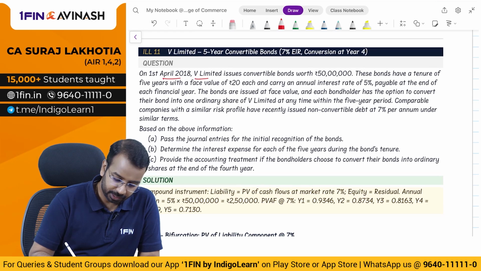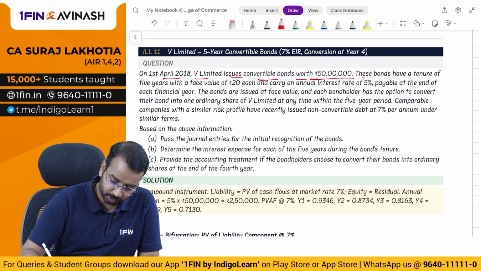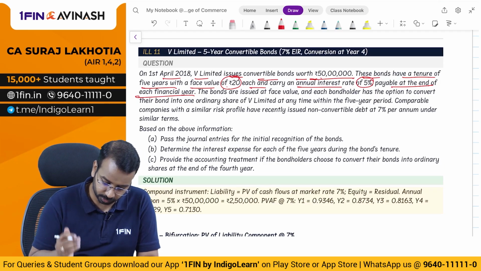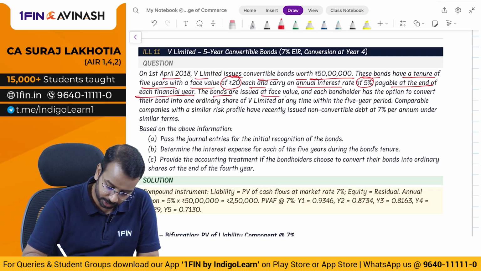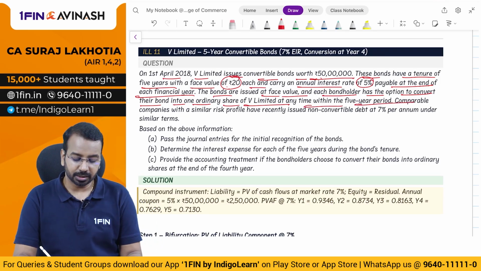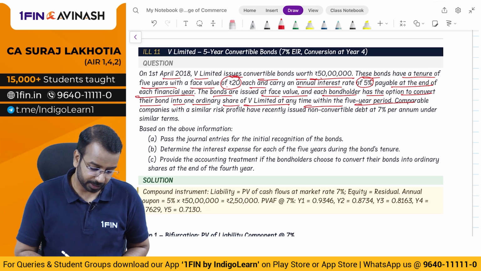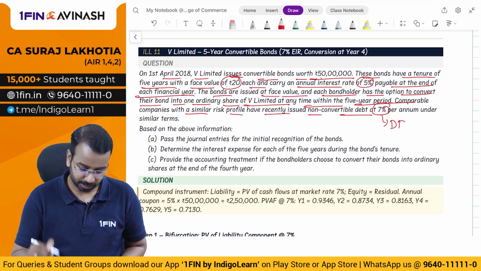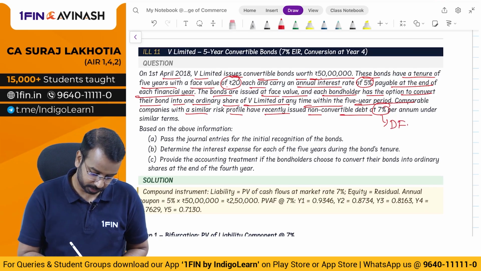On 1st April, V Limited issues convertible bonds worth 50 lakhs. These bonds have a tenure of 5 years with a face value of 20 each and carry an annual interest rate of 5% payable at the end of each year. So 50 lakhs, face value of 20. Okay, they have not said whether they have issued at par or these bonds have been issued at face value, and each bondholder has the option to convert their bond into one ordinary share of V Limited at any time within the 5-year period. So at any point of time within the 5-year period they can convert. Okay. The comparable companies with similar risk profile have recently issued non-convertible debt at 7%. So this becomes my discounting rate, similar terms, right.